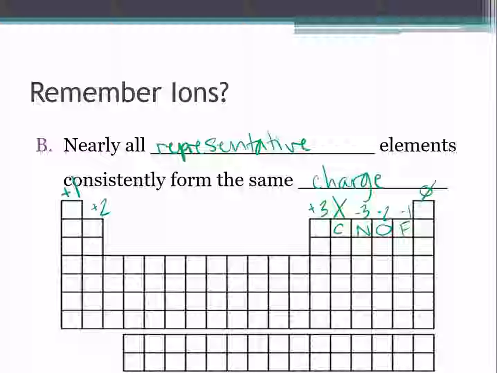So this is a pattern you are going to need for the rest of this unit and really for the rest of the year. You need to know this: +1, +2, +3, skip, -3, -2, -1, skip. And it'll be easier to remember, maybe, if you remember this is happening because all of your elements want to be like a noble gas. So if fluorine gains 1 electron, it'll be like neon. If oxygen gains 2 electrons, it will be like neon. So the charges are the result of gaining or losing electrons to be like a noble gas.